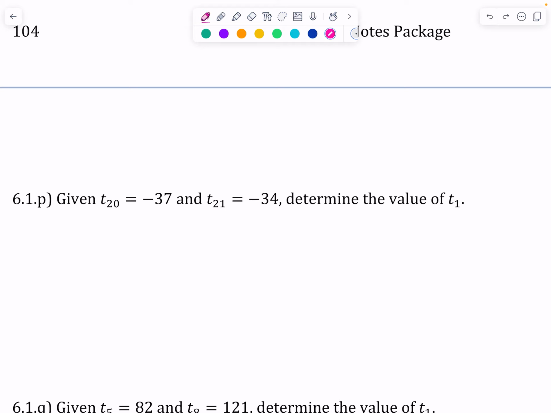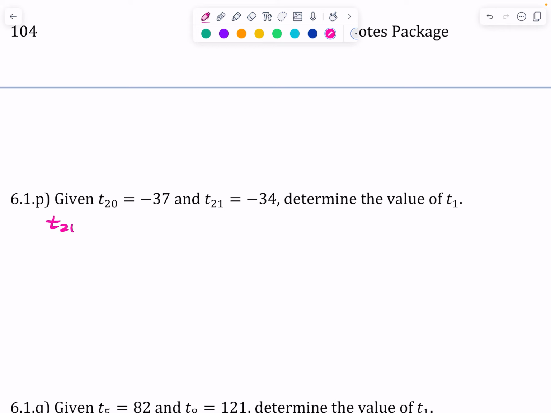You could say that you get term 21 by taking term 20 and adding the difference, or you can say that the difference is what you get by taking term 21 and subtracting term 20. Either way works. We should be able to say that the difference is negative 34 minus negative 37. So the difference is 3.